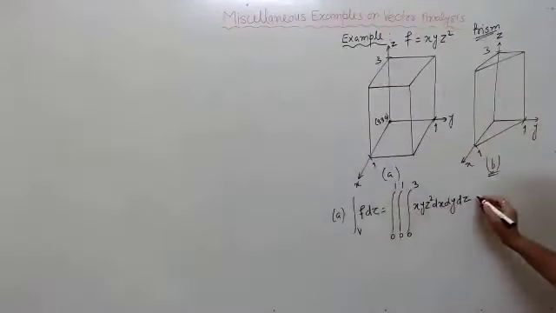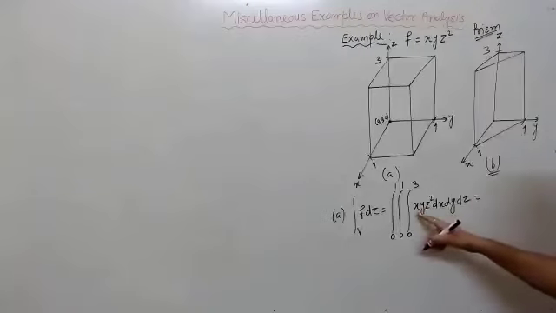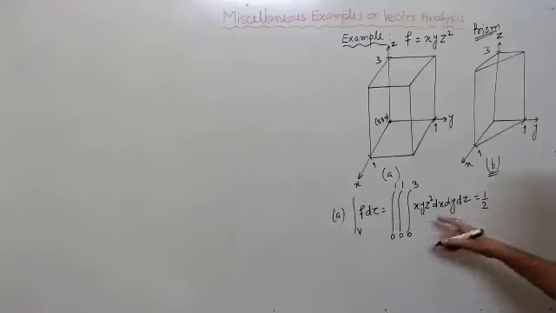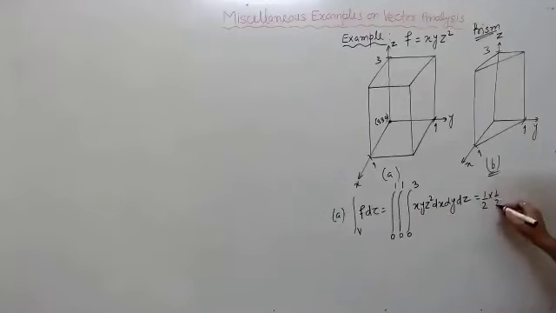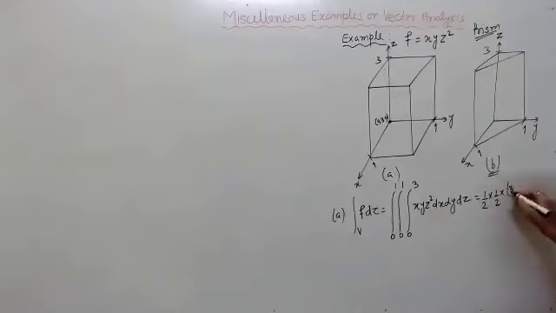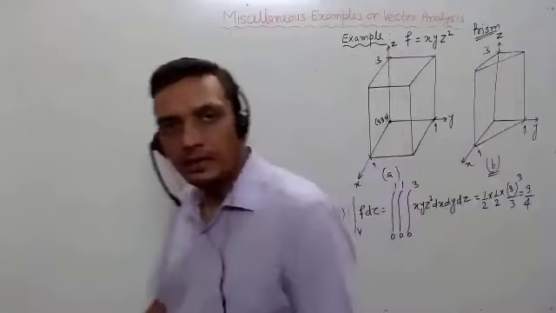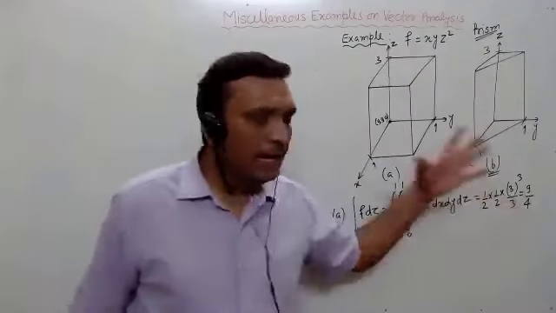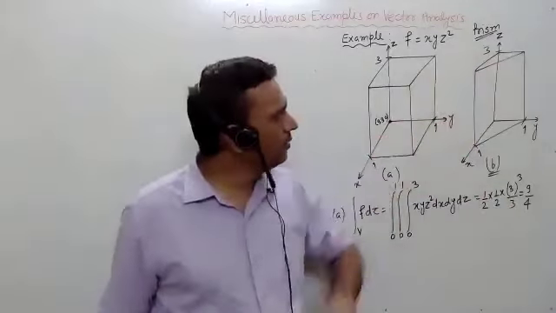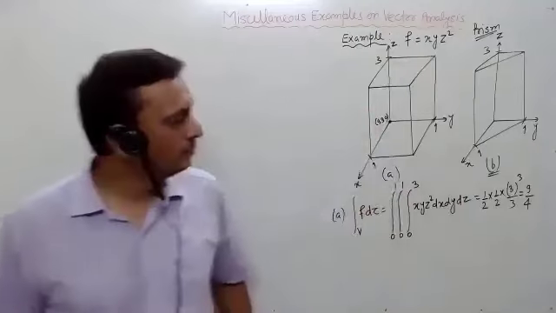So this integral, with respect to x, you will get x square by 2. So that is 1 by 2. y will give you y square by 2, 1 by 2. And z will give you z cube by 3, that is 3 cube by 3. So this value will be 9 by 4. So the volume integral over this cube will be 9 by 4. Now find the same volume integral for this prism.